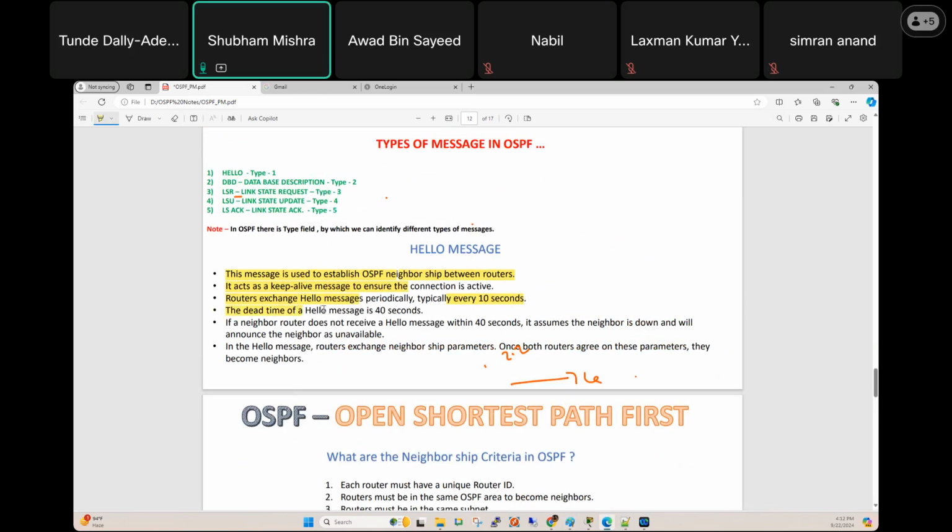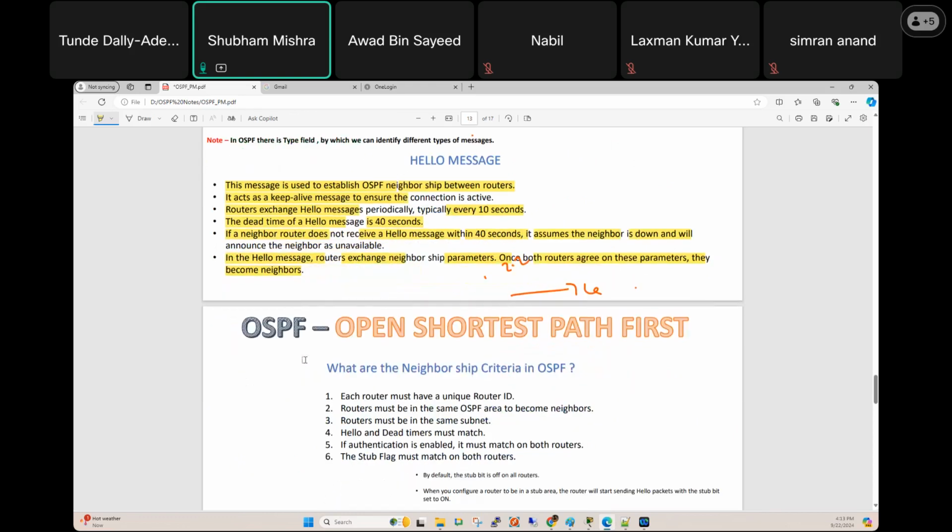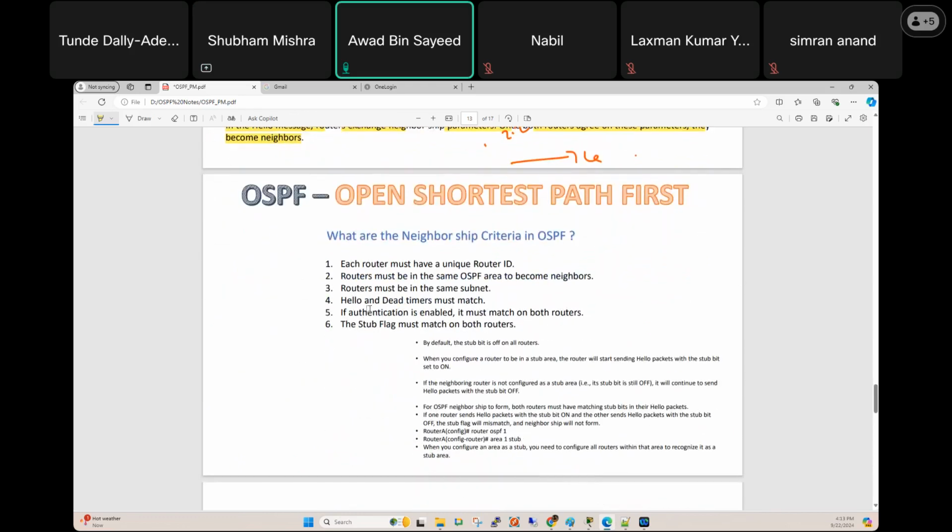What is the dead time for the hello message? 40 seconds. It means if any router does not receive the hello message within 40 seconds, then this router will announce my neighbor is dead. If a neighbor router does not receive a hello packet within 40 seconds, it assumes your neighbor is down. Done, everyone? Yes or no? Yes. In the hello message, routers exchange the neighborship parameters, I told you. Right? When both routers agree on those parameters, then both routers will become neighbors. Do you understand, everyone? Yes or no? Yes.